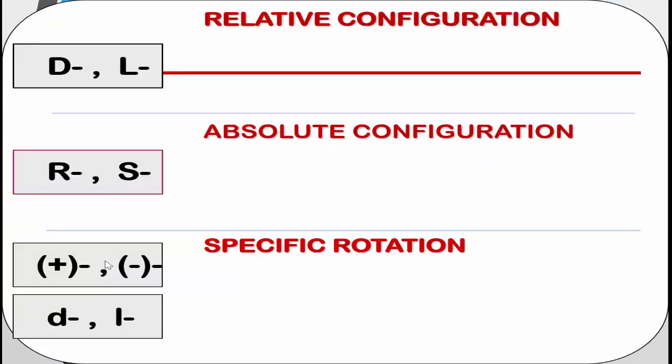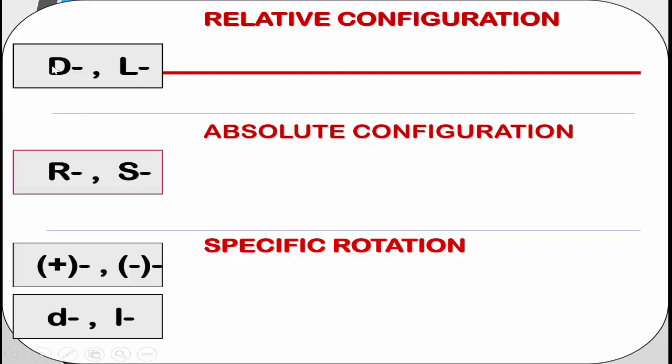So D and L are relative configuration. When I'm saying relative, it means they are related to something. When I'm saying R and S, this is absolute configuration, which is due to the arrangement of substituents around a stereocenter in 3 dimensions. Whereas plus, minus, and small d, small l are specific rotation, which is true in the case of sugars only.